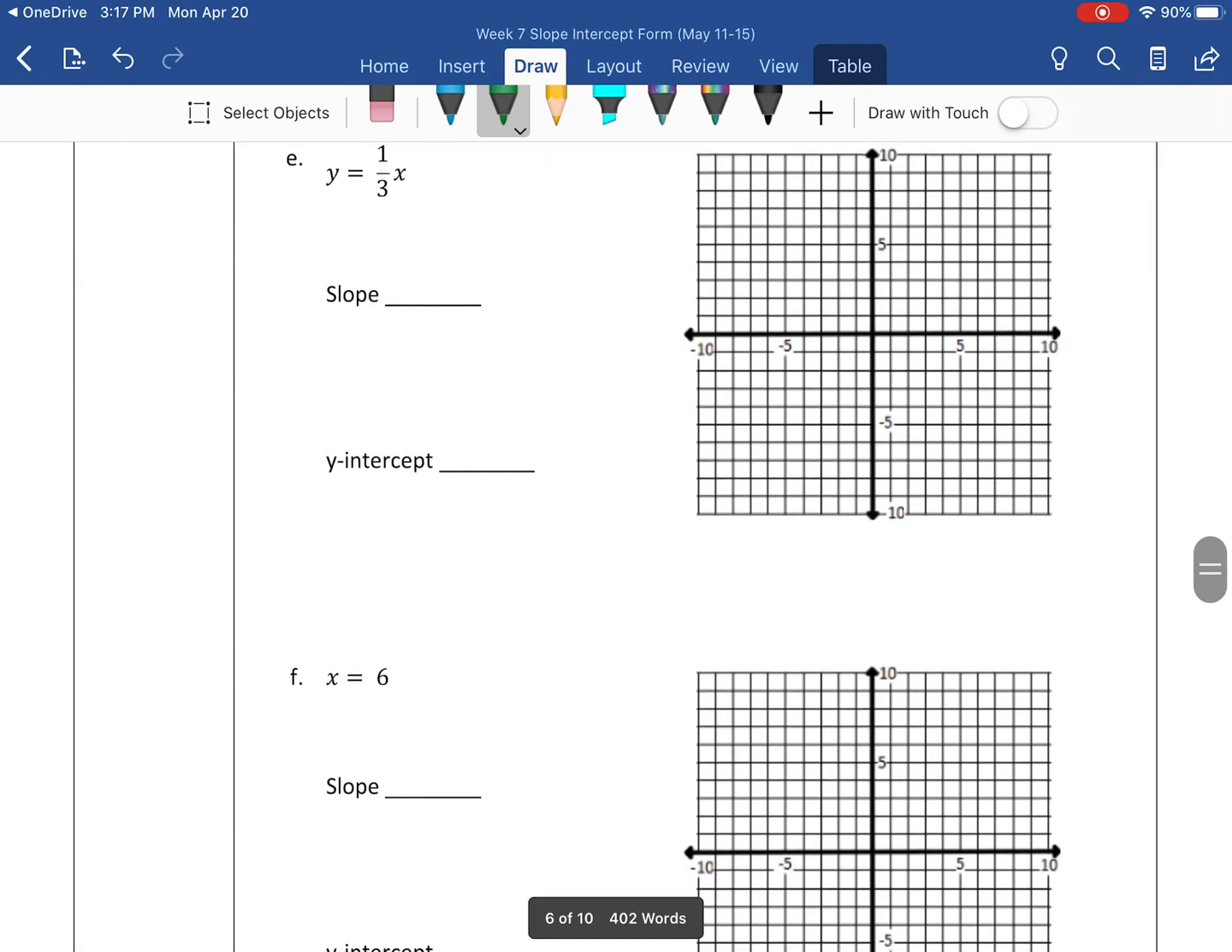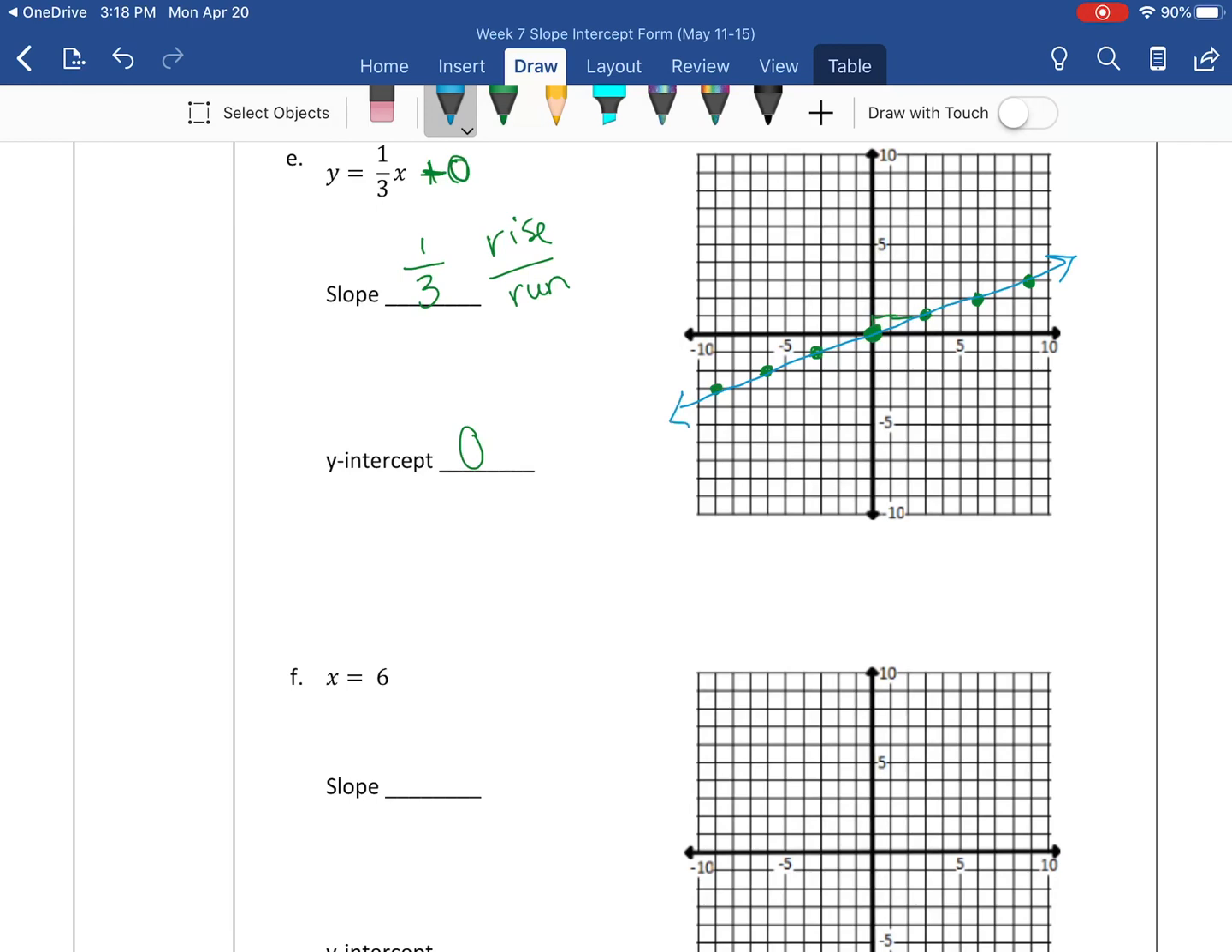Letter E, we have y equals 1/3 x. Well, for this case, our slope will be 1 over 3. And again, we don't have that y-intercept, so our y-intercept is just 0. So we'll start at our origin. And this time, since we have a slope of 1 over 3, our rise is 1, and our run is 3. So we want to go up 1 over 3, up 1 over 3, up 1 over 3. Or down 1, back 3, down 1, back 3. And again, we can connect our points.